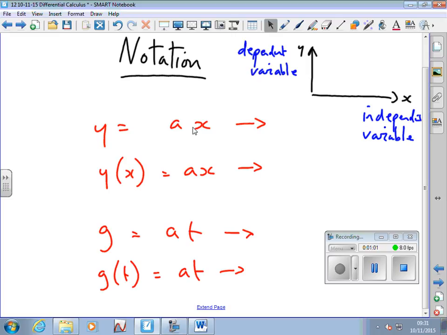Y and x, often. One notation is just this, y and x, so we've got y on one, x on the other. And the notation for the differential would be the differential of y with respect to x, dy by dx.